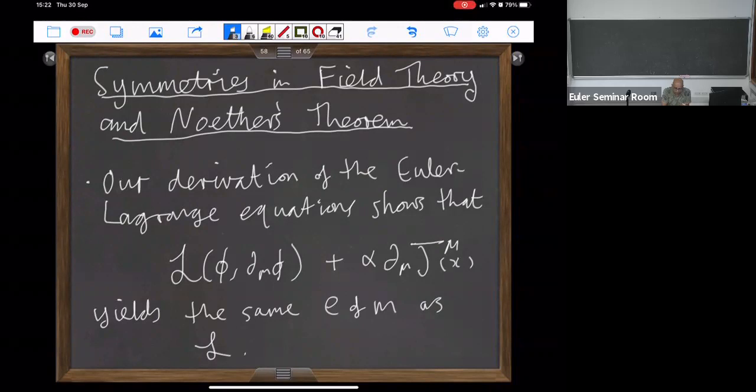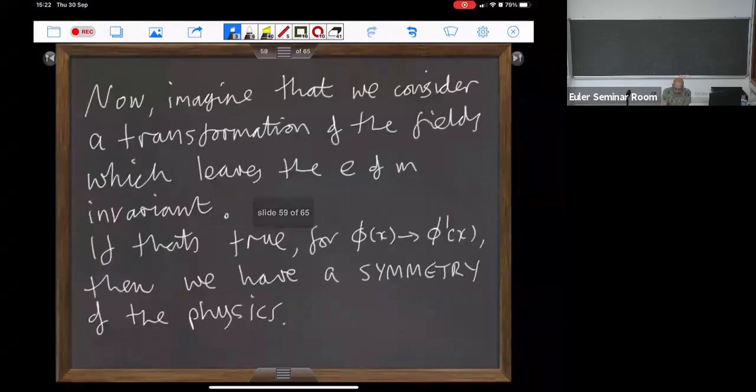But now let's think about operations on the fields which don't change the equations of motion. And such operations will be called symmetries. So let's assume that we start with a Lagrangian, and the Lagrangian is such that if I make some mathematical transformation of the fields from phi to phi prime, the equations of motion don't change. Well, then the physics will be invariant under that operation because the equations are invariant. And that's a situation in which we say that we have a symmetry of the physics, because all of the physics is contained in the Lagrangian.